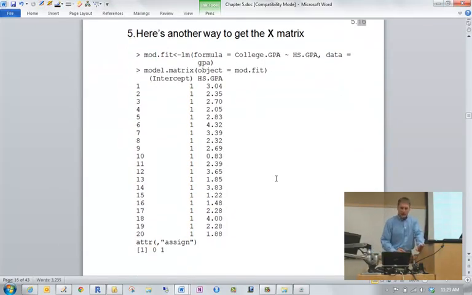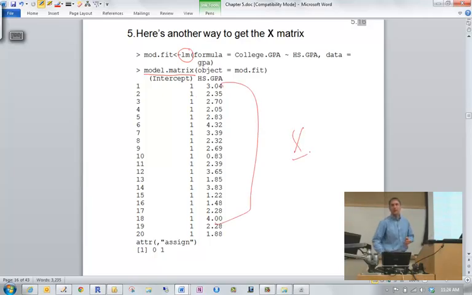Another way to get the X matrix that's often a little bit easier, if we were to actually use the lm function to estimate our model that results in mod.fit, there is a function in R called model.matrix. You use that with mod.fit, you get your X matrix back.